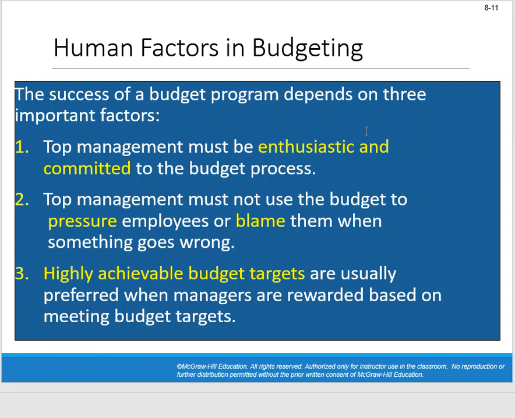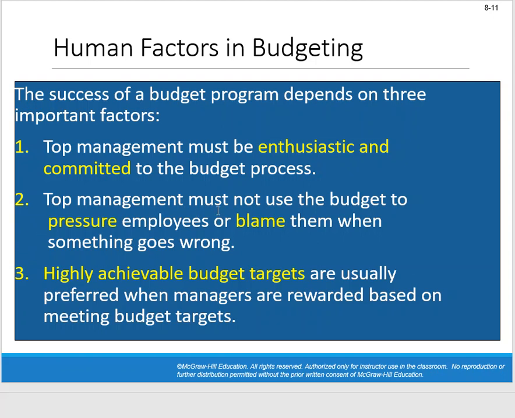Human factors in budgeting. In terms of our budget program, we need to consider these three factors. One, top management must be enthusiastic and committed to the budget process. Well, they don't have to be, but it's recommended that management be committed to the budget process. And sure, a little enthusiasm would help, but they need to set realistic yet challenging numbers. They need to raise the bar a little bit to challenge the organization to be its best.